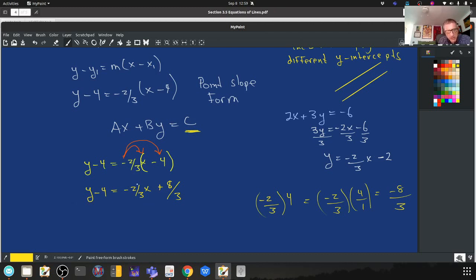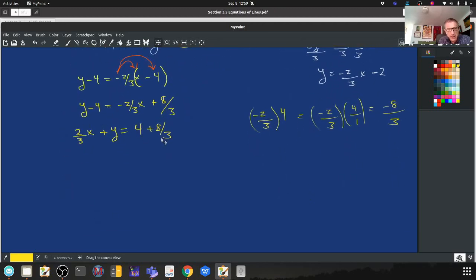So I'm going to take the minus 2/3 x and move it over, and it is going to become a 2/3 x. My y term is going to stay over there. Now I'm going to move my minus 4 over, and it becomes a 4 plus 8/3. I'm almost done. The only thing that is required here is that I simplify what is 4 plus 8/3. Well, that's pretty easy.